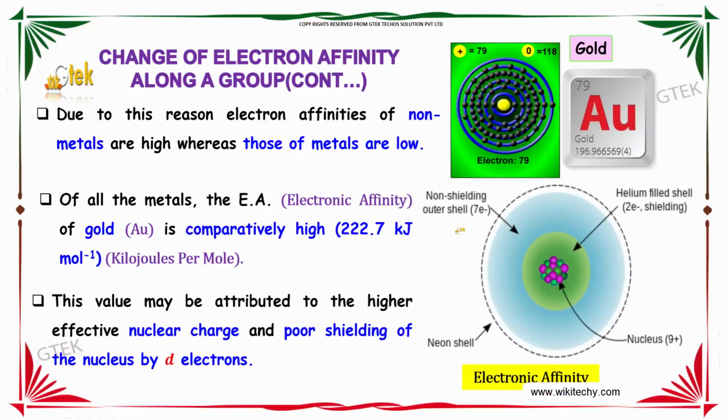Due to this reason, the electron affinities of non-metals are high, whereas those of the metals are low, because it increases from left to right. Of all the metals, the electron affinity of gold is comparatively high. It's 227.7 kilojoule per mole. This value may be attributed to the higher effective nuclear charge and poor shielding of the nucleus by the d electrons. This is the structure of gold.